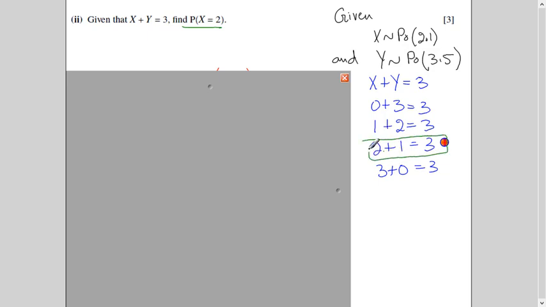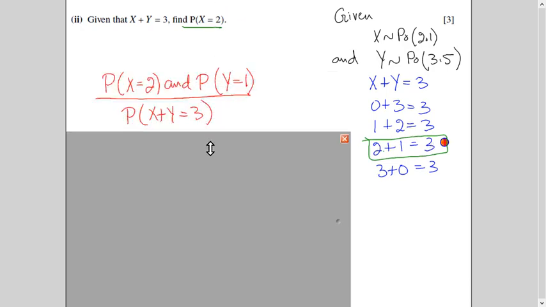When x is 2, it is not saying y is 1, but it is understood because we are talking about the total being 3. So now we will take x 2 and y 1. This will be the numerator. How will we write it? If you write this question in mathematical form, this is the meaning of it: probability of x equals 2 and probability of y equals 1.